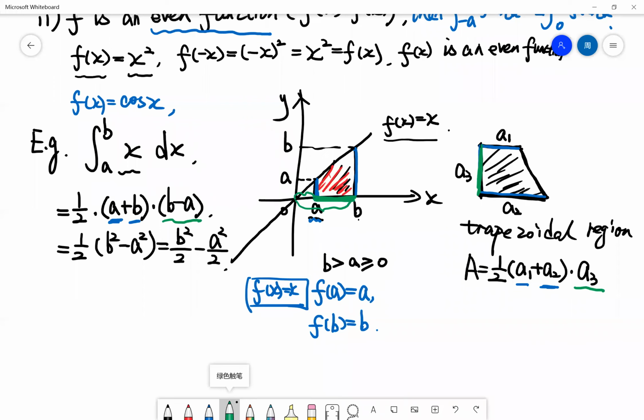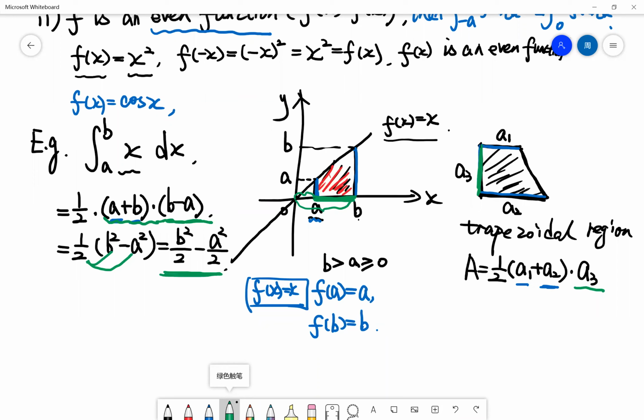So we know that the area of this region is half times A plus B times B minus A. And we make these two parts together, that is B squared minus A squared. I think you know that. And times half, 1/2. So that equals B squared by 2 minus A squared by 2. Here we have the result.